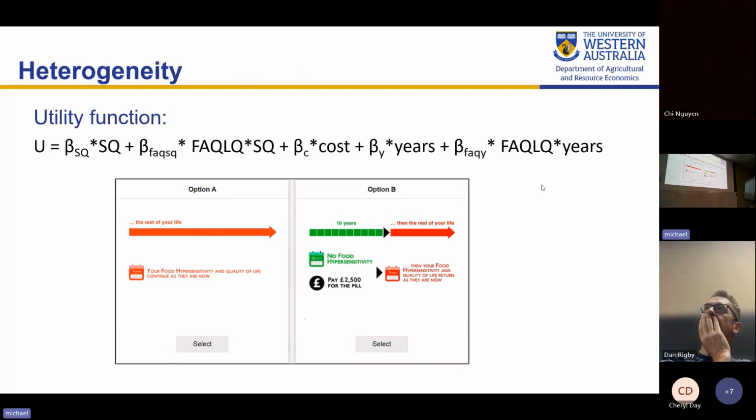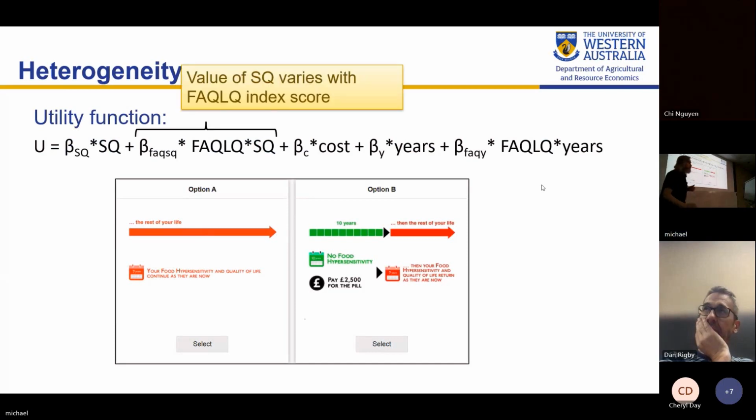But we know that people are different. They've got these different levels of the condition. We'd assume that the severity of their condition is going to affect the way that they respond to these questions. So what we'd expect to see is that if we've got this measure of severity from this FAQ-LQ, this index score, which is basically an average of all those 29 questions, that possibly that value might influence the way I think about the status quo, because that's what I'm going to stick with.